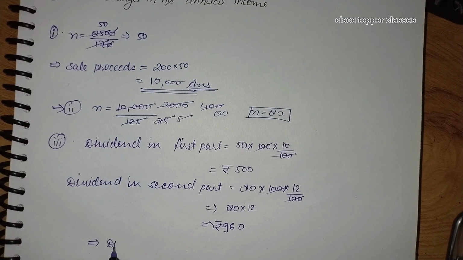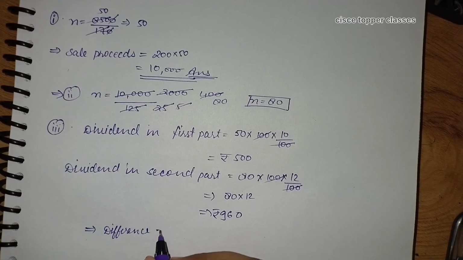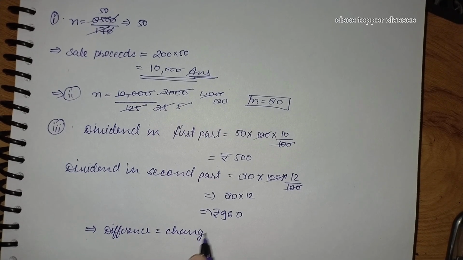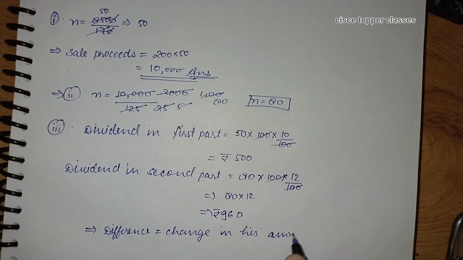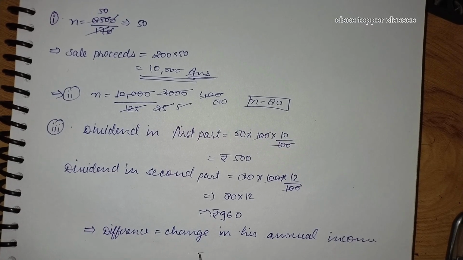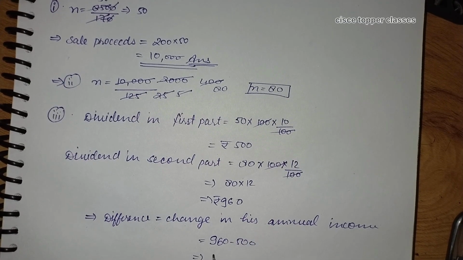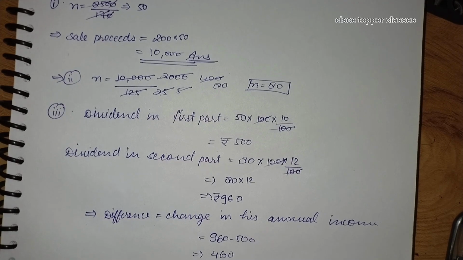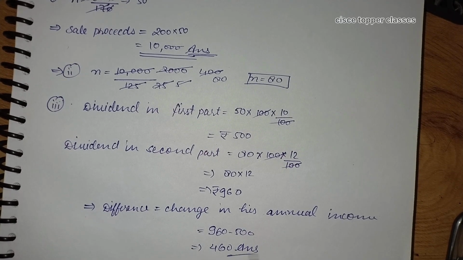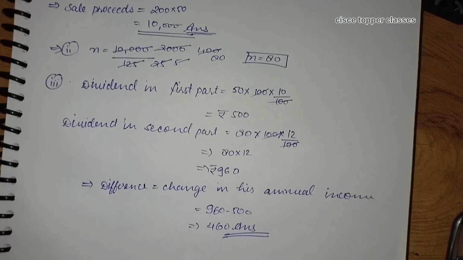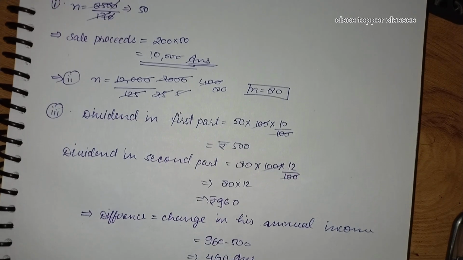Now the difference between these two dividends is the change in his annual income. So 960 minus 500 will be 460 here. So this is the final answer in this question, and this is the solution of question number 24.